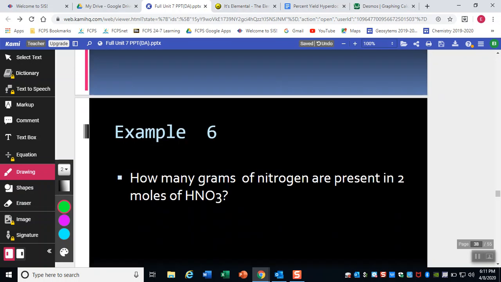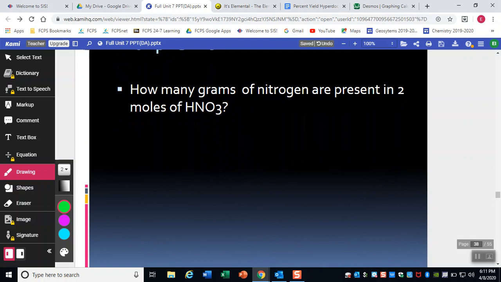All right, so how many grams of nitrogen are present in 2 moles of nitric acid? Well, there's 1 nitrogen right there, right? So if I have 2 moles, that would be, well, there's 1 mole, HNO3. And if I have 2 moles, I have another one. So that means I have 2 nitrogens, right?